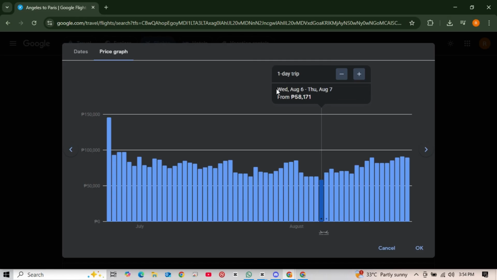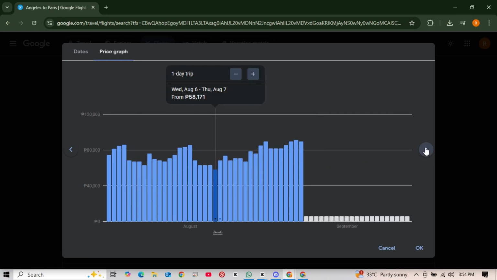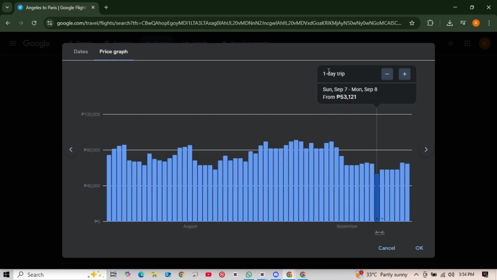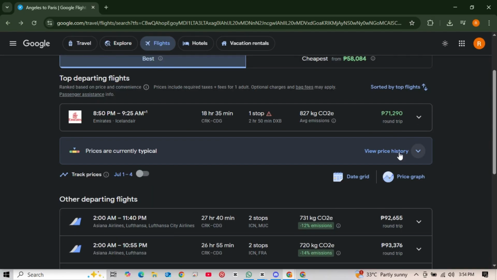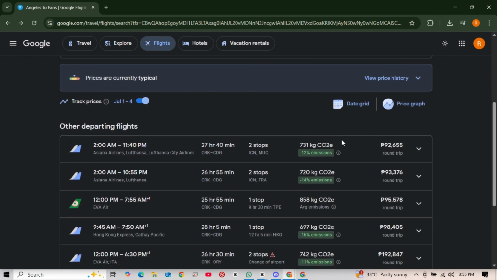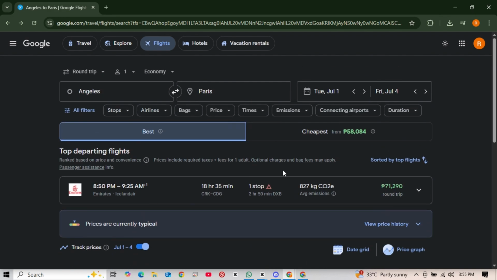You can also track prices, wherein you can set up price tracking for specific flights and dates, receiving email alerts when the price changes. In essence, the price graph is a valuable tool for making informed decisions about when to book your flights, potentially saving you money by helping you identify the optimal time to purchase your tickets.